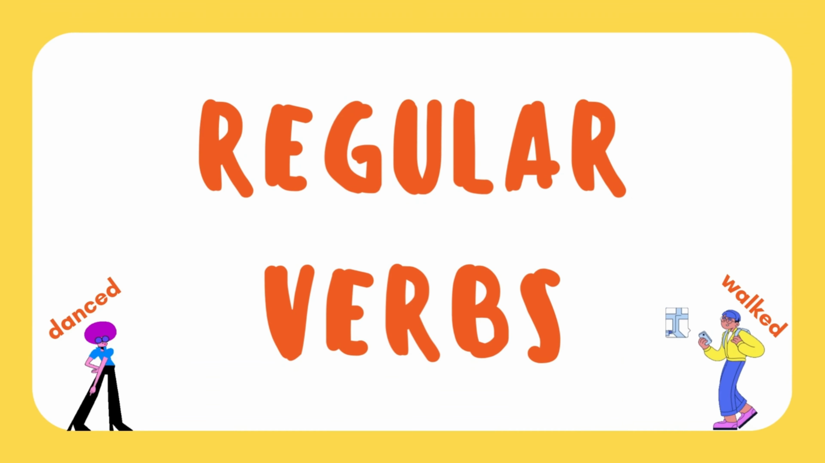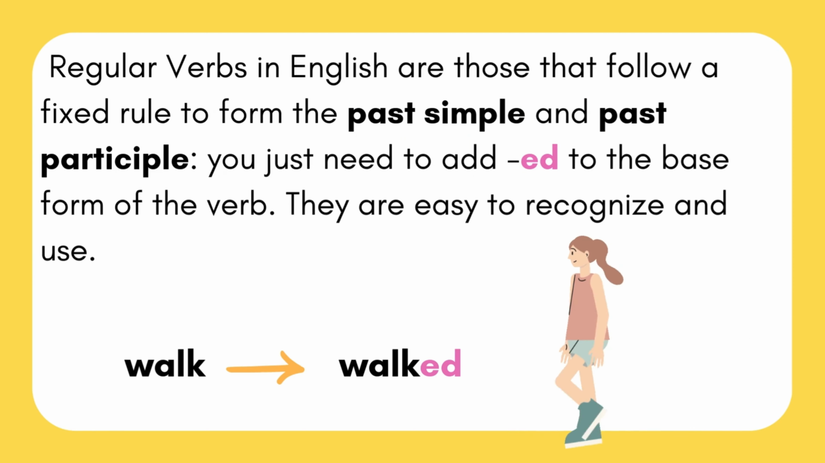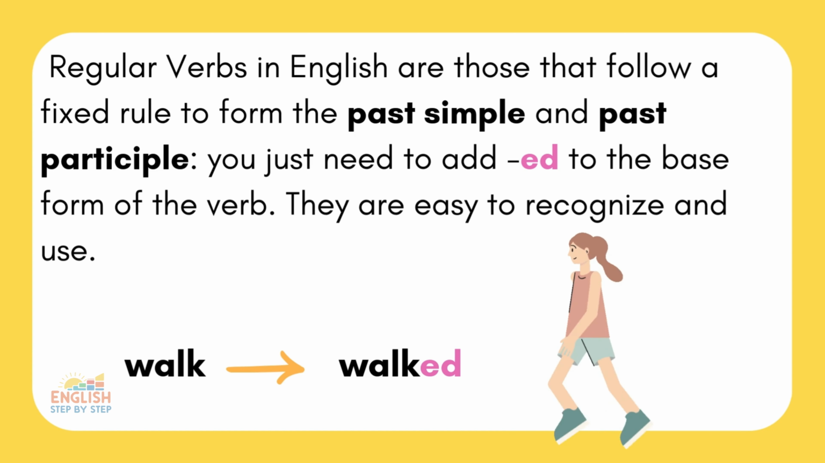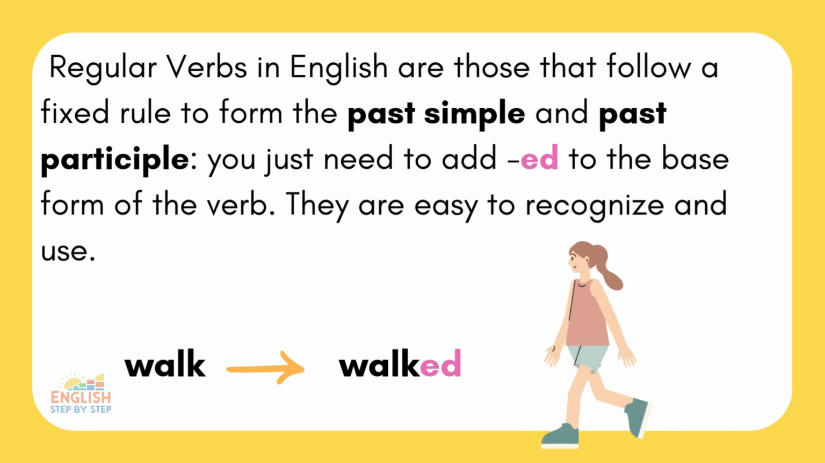Regular verbs. Regular verbs in English are those that follow a fixed rule to form the past simple and past participle. You just need to add -ed to the base form of the verb. They are easy to recognize and use. For example, walk, walked.